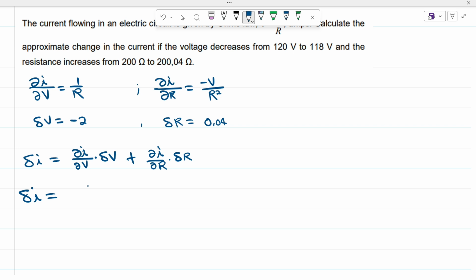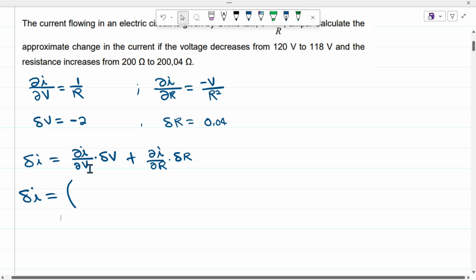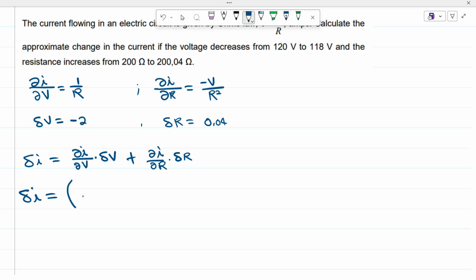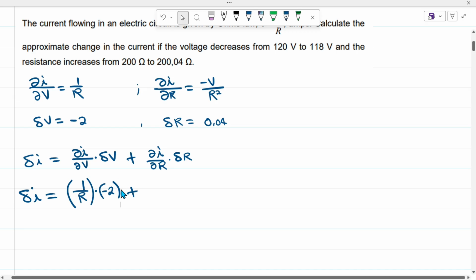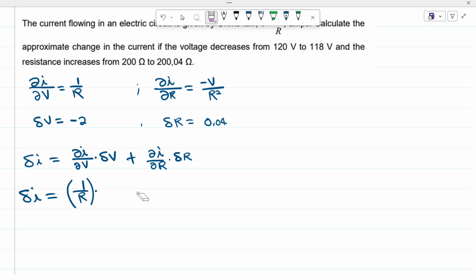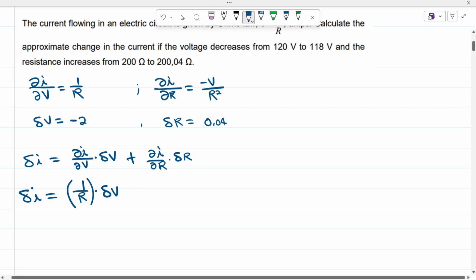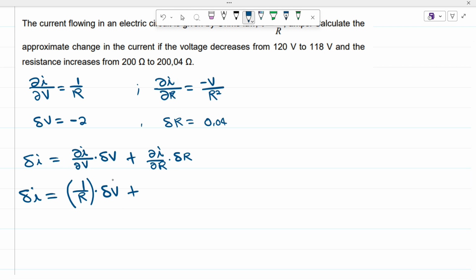So our small change in I is going to be equivalent to what we already found, partial derivative of I with respect to V, which is this one. So we're just going to substitute 1 over R multiplied by small change in V, plus... oh, let's not substitute this small change. We'll substitute everything when it's time. Let's not rush, so that I explain step by step. All right, so now let's substitute our partial derivative of I, which is just -V over R squared, and then multiplied by small change in R.